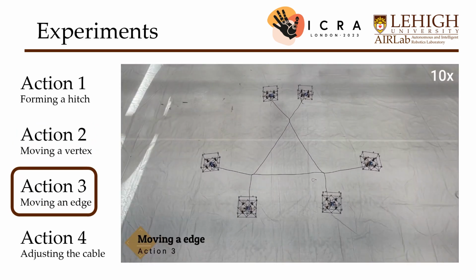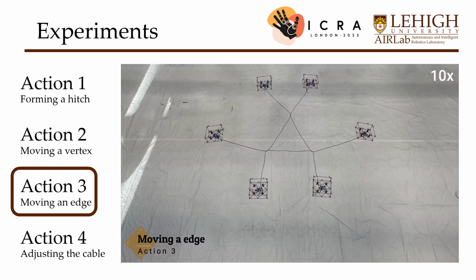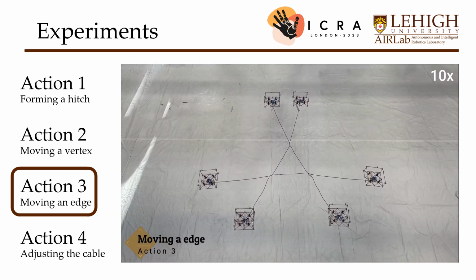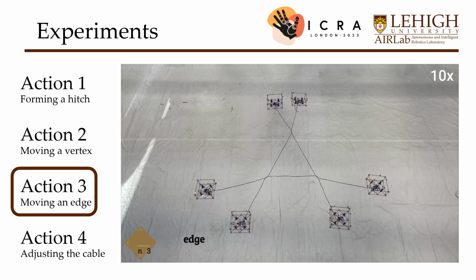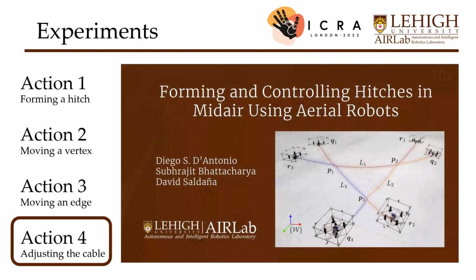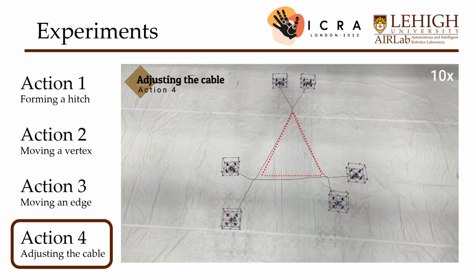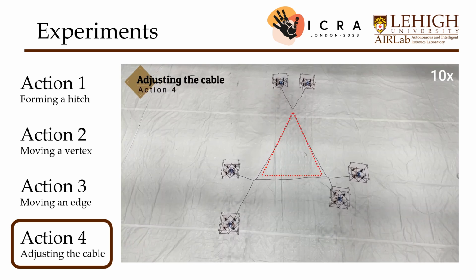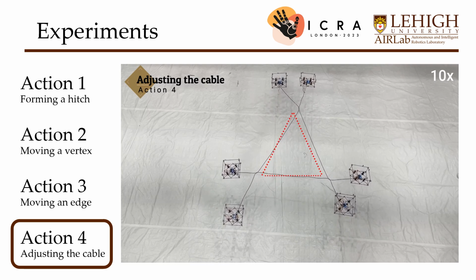The third action shows the ability to move an edge. Also, this is possible by applying action 2 twice. The last action that we discuss is adjusting the cable length. This action is helpful after moving a vertex or an edge.